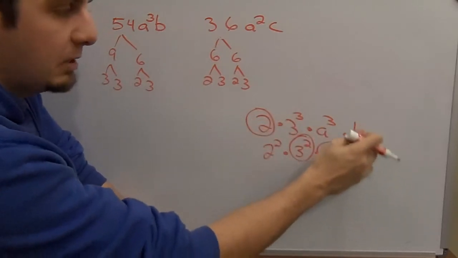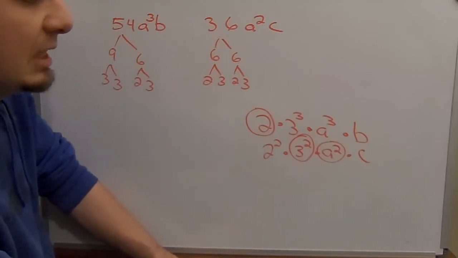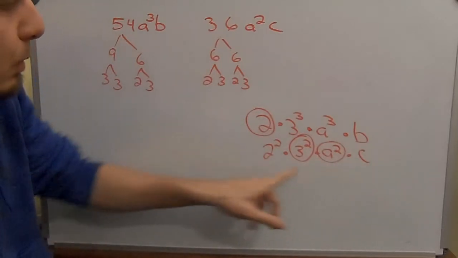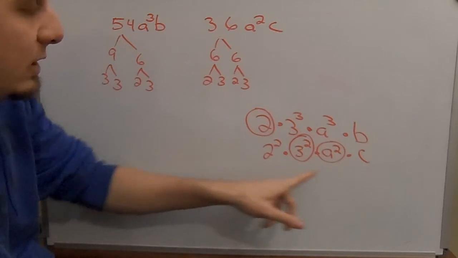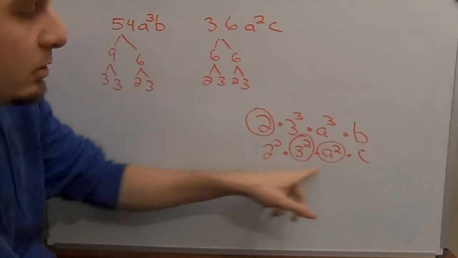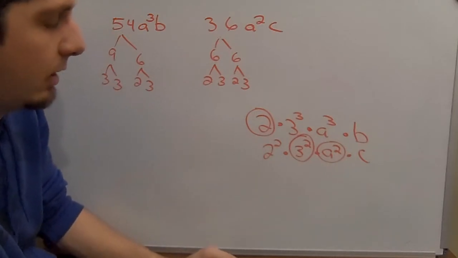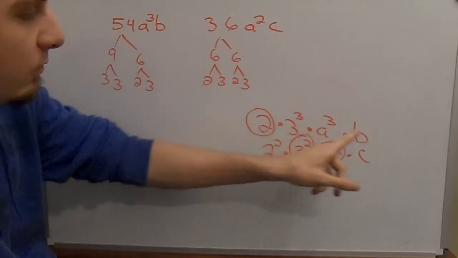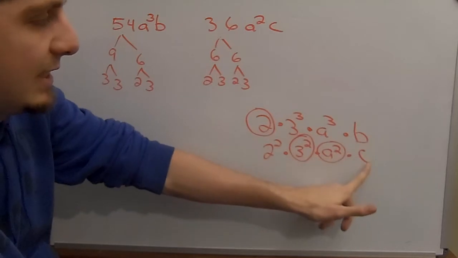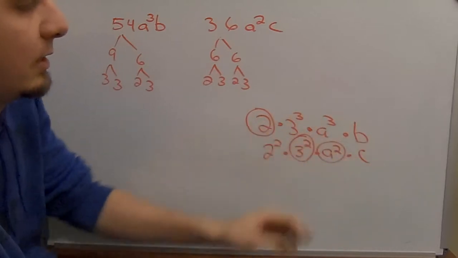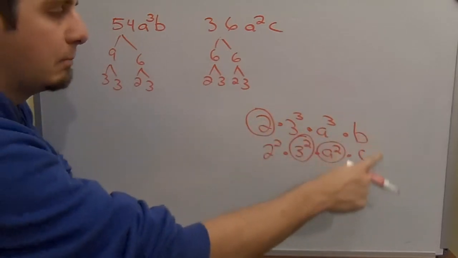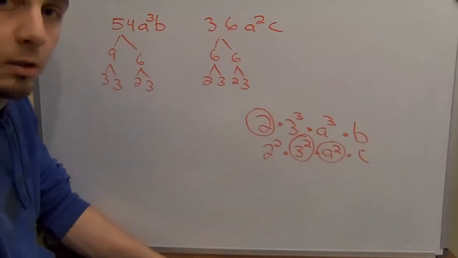And then down here on the end, we're going to take a look. We have a B and a C, but the prime factorization of 36 down here does not have a B in it, so we're not going to include that in our GCF. And the prime factorization of 54 does not have a C in it, so we're not going to include that in the GCF. So if we don't have a B in both of them, we ignore it.